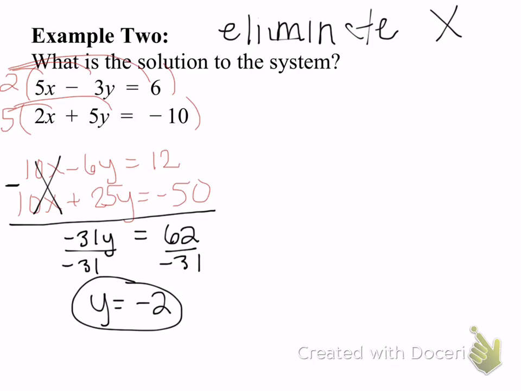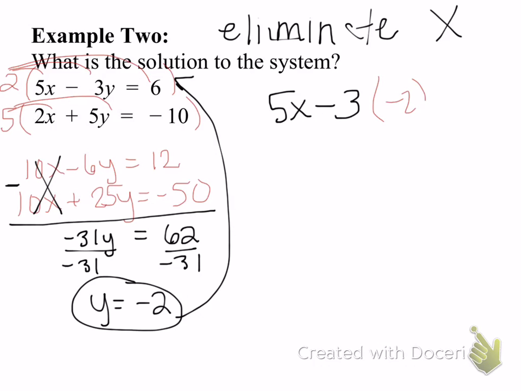All right, we've got our y value. Now we need to find our x value. So let's go ahead and just substitute that in for our first equation. So we'll have our 5x minus 3, in parentheses, we'll have our negative 2, and then equals 6. So we have our 5x, negative 3 times negative 2 gives you positive 6, and it equals 6.